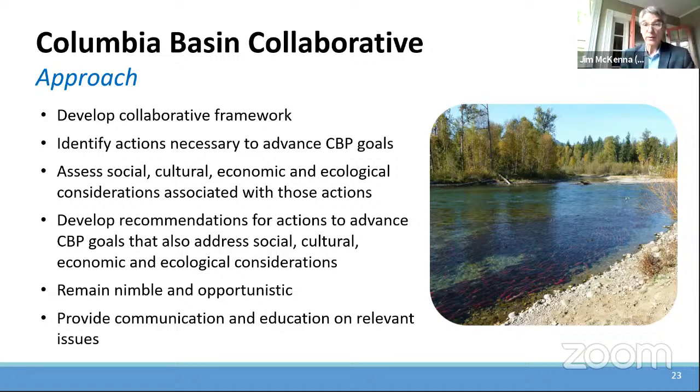And as Mike mentioned, obviously, we want to stay nimble and opportunistic. Nimble meaning conditions could be changing over the next few years, both physically through climate change, but also politically. We want to be nimble and opportunistic to be reactive to those changes. And we also see that the Columbia Basin Collaborative could be an excellent tool when you consider the parties that are going to be hopefully engaging with us on this effort. You've got all the right people in the basin, and it could be a fantastic forum to provide communication and education throughout the basin on the relevant issues. Next slide.